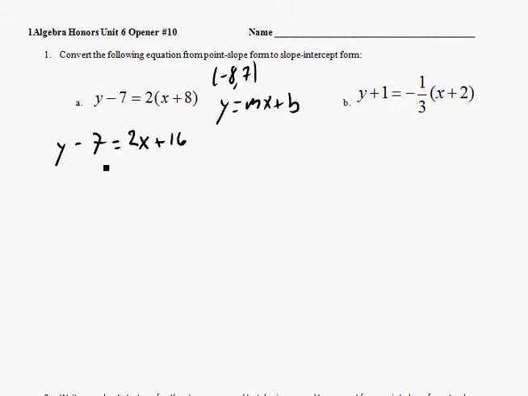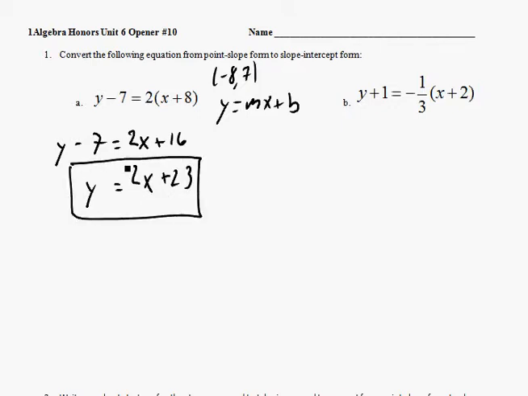And then I will add 7 to both sides to isolate the y. So that gives us y equals 2x plus 16 plus 7, or plus 23. So the slope of the line is 2, which we could tell from the point-slope form, and now we can see that the y-intercept of this line is 23.